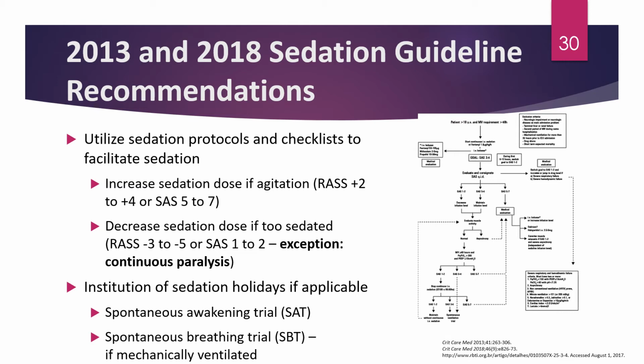For your patients who are too sedated, say if they have a RASS of -3 to -5 or a SAS of 1 to 2, you will probably want to decrease that sedation dose. And again, remember, lower amounts of sedation are associated with shorter length of stay and shorter duration of mechanical ventilation. The exception to this is, again, continuous paralysis. We don't want our paralyzed patients who are on IV continuous paralysis to be lightly sedated. Remember, if you are paralyzed and awake, it is terrifying. It's the worst thing that can happen.